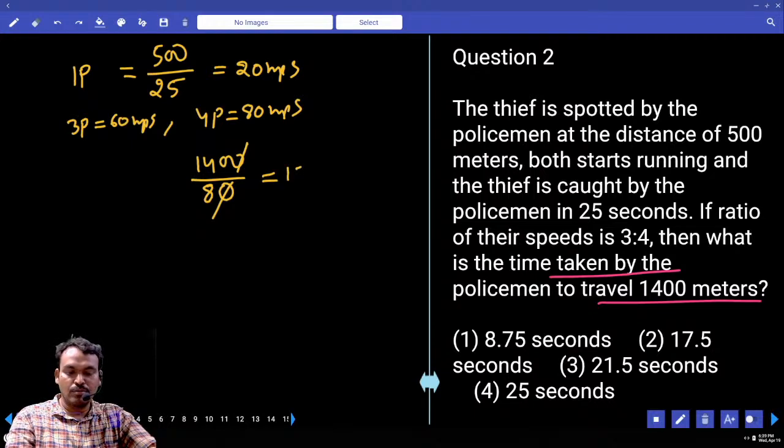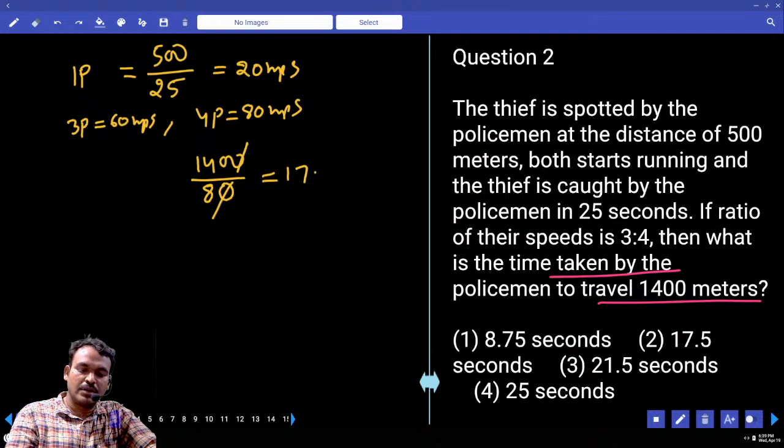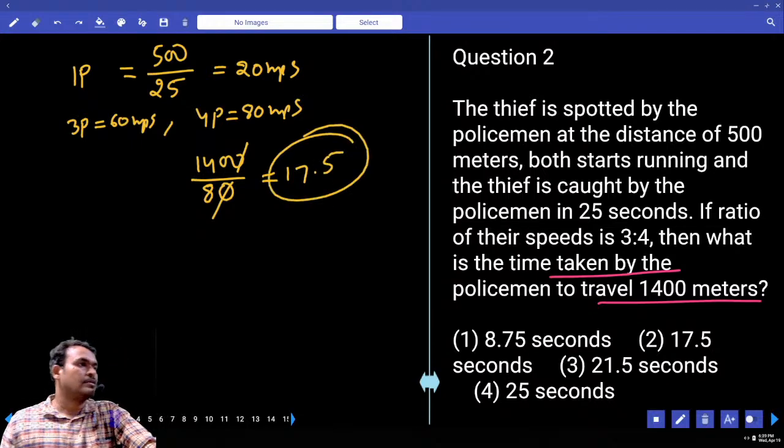8 17 how much? 136. What is the remaining? 4. 4 means half value. 17.5 seconds.